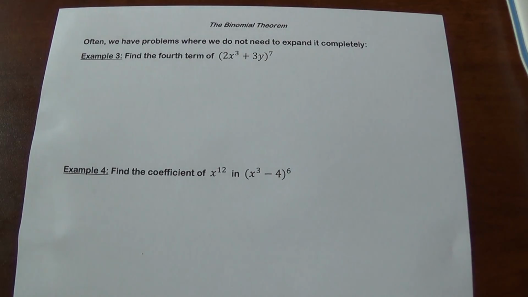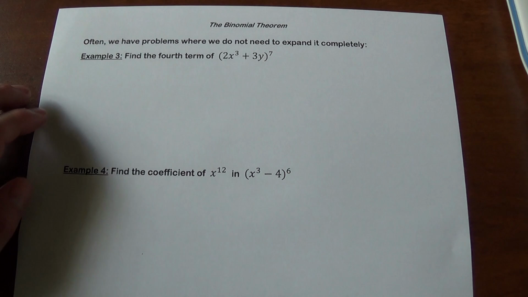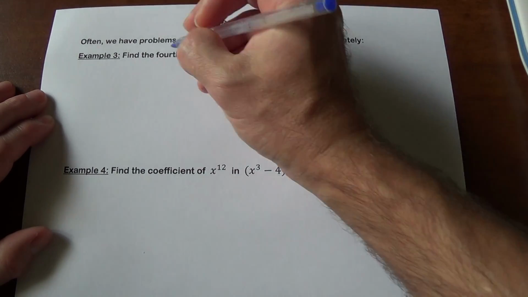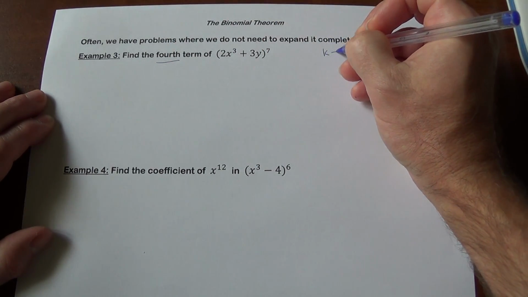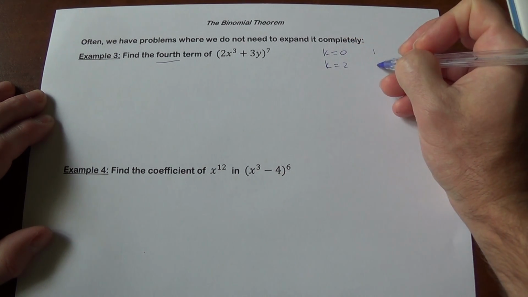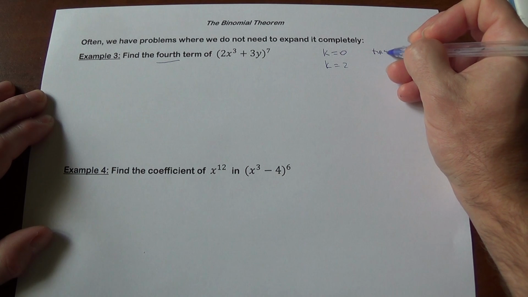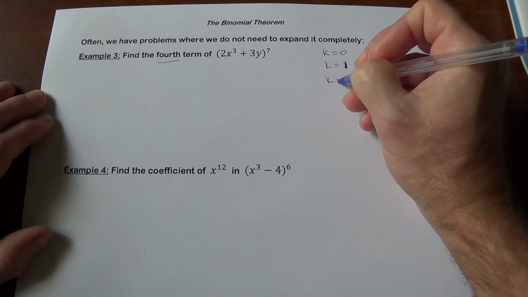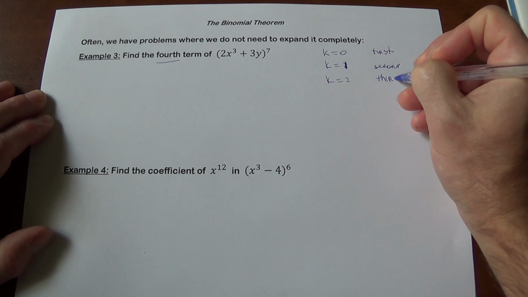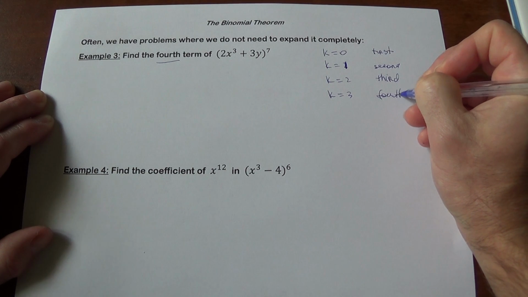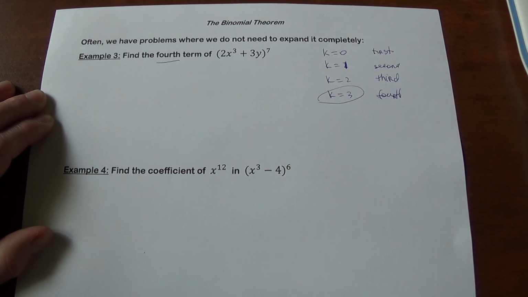Next couple of problems. We're not always interested in finding the whole expansion. Sometimes we're interested in a specific term or specific coefficient. So if you look at example 3, it's asking us to find the 4th term. Remember, we start with k equals 0. This is term 1, the first term. Second, when k equals 1. k equals 2 is the third. And when k equals 3, it's the 4th. So this is what we are interested in.